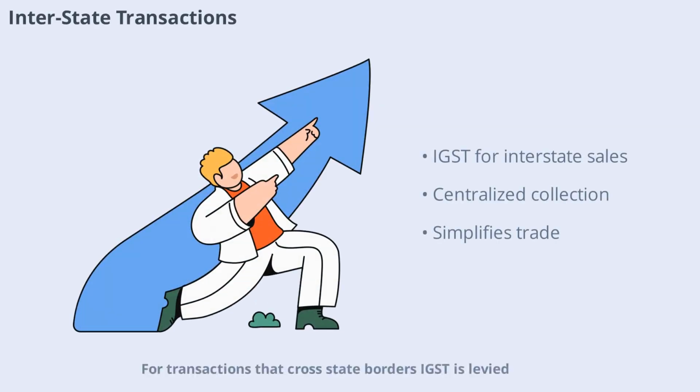For transactions that cross state borders, IGST is levied. This tax is collected by the central government and later distributed among the states involved. The IGST mechanism simplifies interstate trade by centralizing tax collection and settlement, making it easier for businesses to operate across state lines.